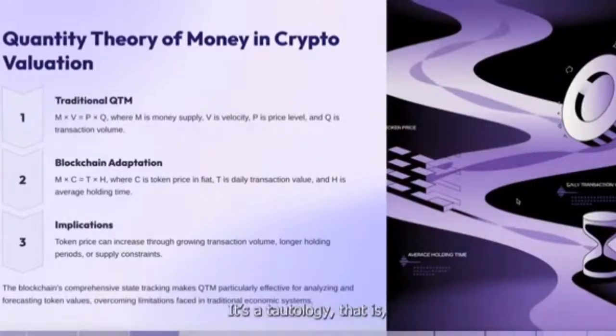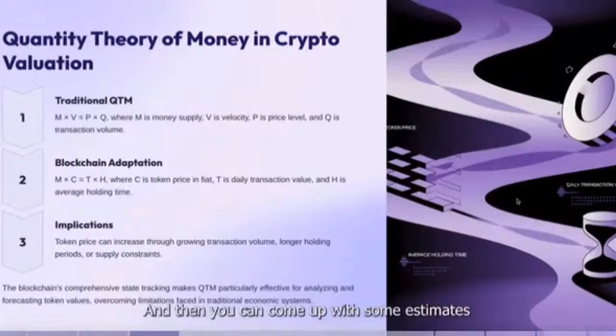It's a tautology. You have two sides of an equation, and once you break it down, you're like, yeah, obviously A should equal B. But the key is that if you're using this to study projects at the pre-launch stage, you can come up with some assumptions of things like the expected transaction volume or the holding time, and then you can come up with some estimates as to the valuation of those projects.